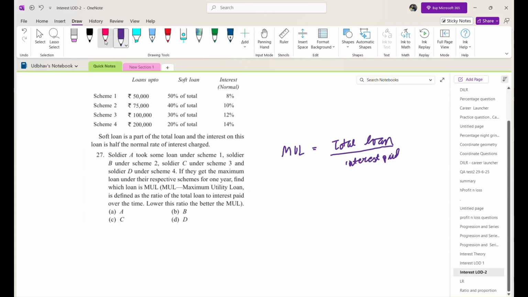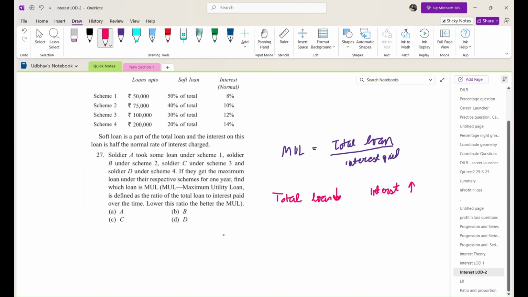So for this ratio to be low, we are not going into the calculations right now. Just for this ratio to be low, the total loan should be less and interest should be high, because this is the numerator. For a fraction to be a lower value, the numerator should be less and the denominator should be more, then only it will have a lower value. So that's why total loan should be less and interest should be more. So just by this information I can assume that it will be scheme 1 or scheme 2, because the total loan in scheme 1 and scheme 2 is low, but also the interest in scheme 3 and scheme 4 is more. So we cannot decide just like that, we have to find it now.